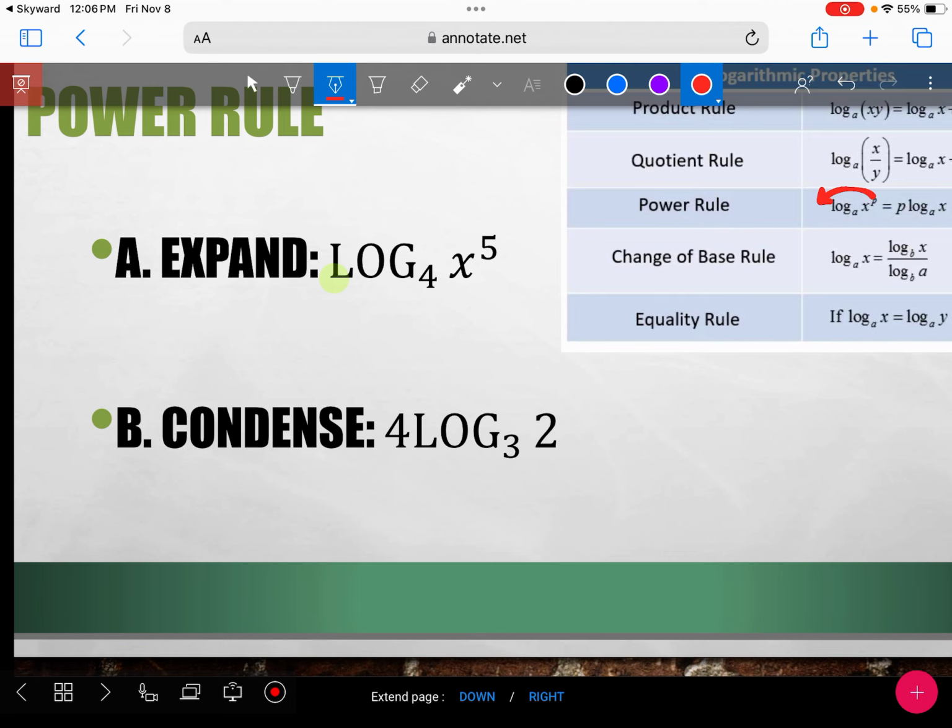All right, we got that down? So for this first one, we have our power. So we have log base 4 of x to the power of 5. So to expand it, we just move this to the front. So it becomes 5 times the log base 4 of x. That's how that is expanded.